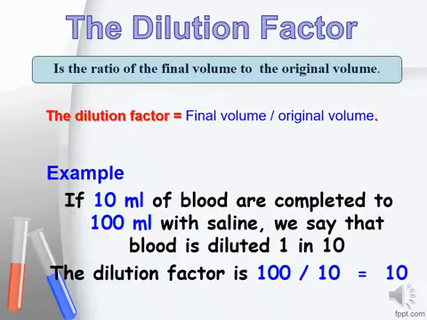So what about the original volume? The original volume here is 10 milliliter. By dividing 100 milliliter by 10 milliliter, I get 10. Then the dilutional factor will be final volume, which is 100, divided by the original volume, which is 10. It will give 10. Then the dilutional factor will be 10.